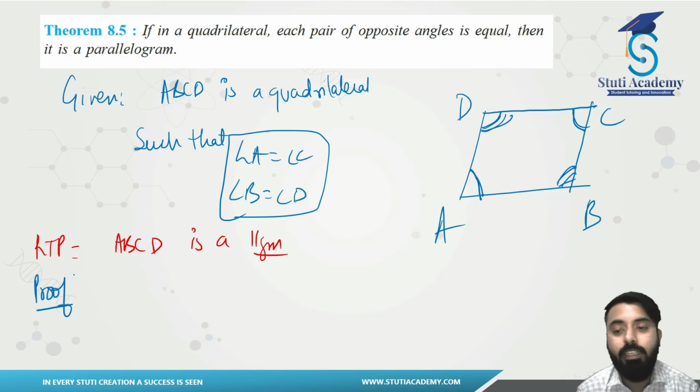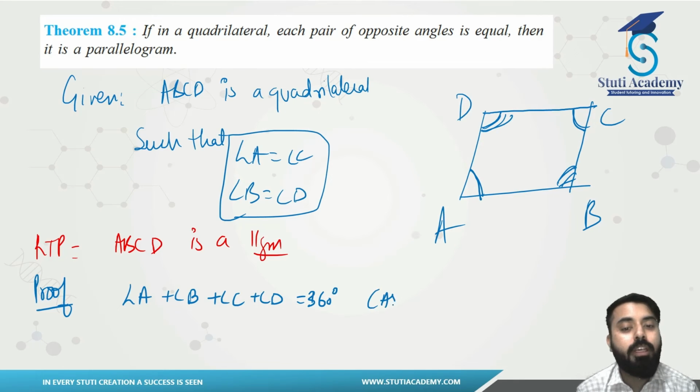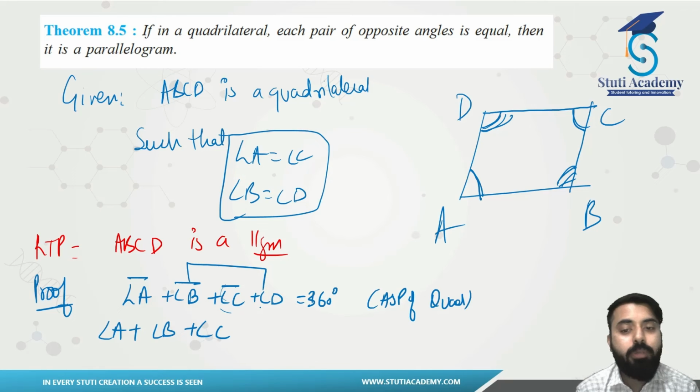So if this is the case, angle A plus angle B plus angle C plus angle D should be 360 degrees, right? This is the angle sum property of a quadrilateral. Now I know angle A is equal to angle C, so in place of angle C, can I write angle A? And I know angle B is equal to angle D, so can I write angle B in place of angle D as well? So in place of angle C, I'm going to write angle A. In place of angle D, I'm going to write angle B, equals 360.